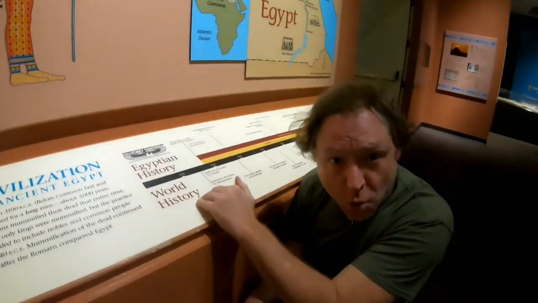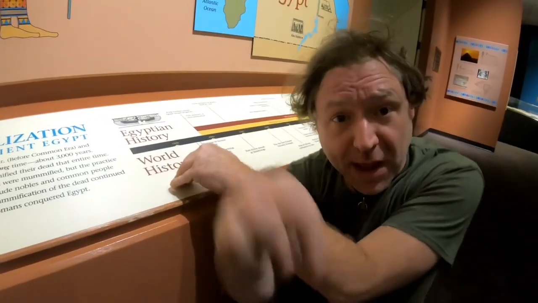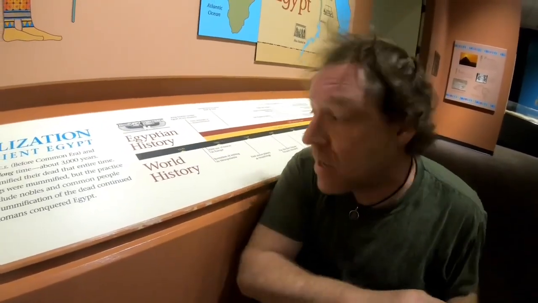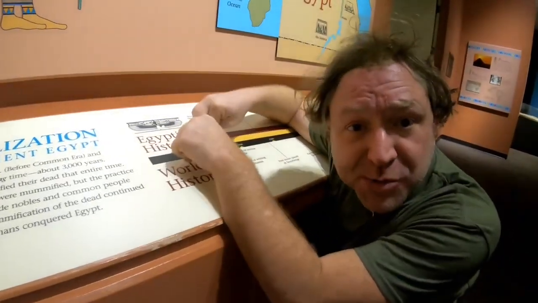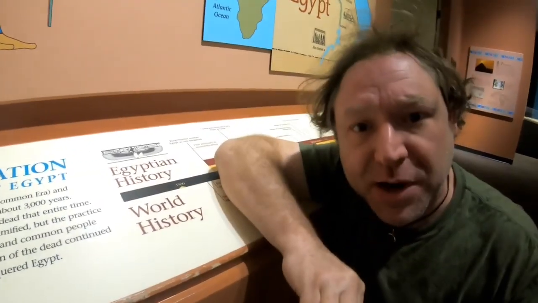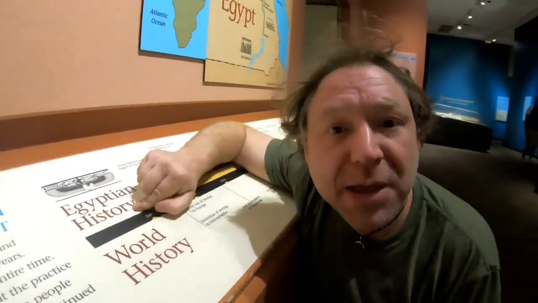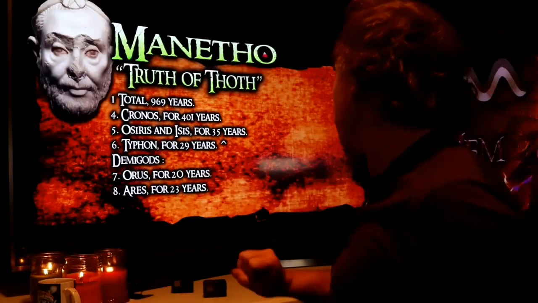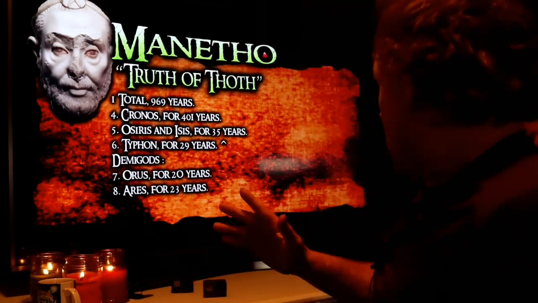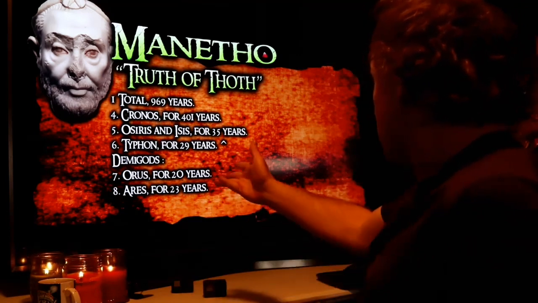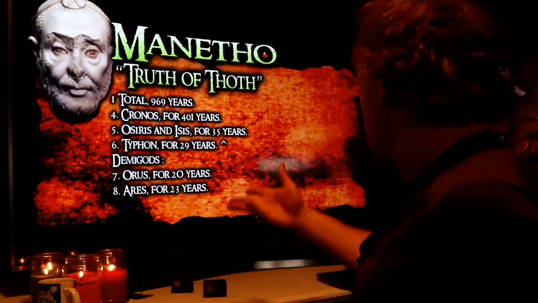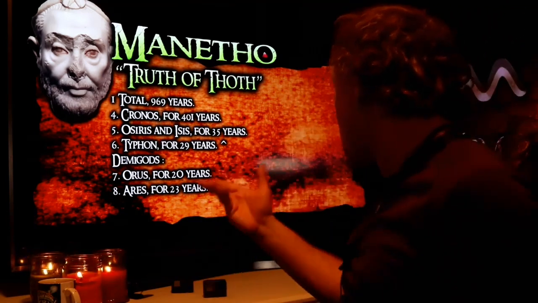So your world history right now, today, that you're going to learn in any university is based on Egyptian history, or what they claim is Egyptian history, based on the writings of the pagan priest, Manetho, priest of Thoth. Horus, of course, ruled for 20 years, according to his document. And Ares ruled for, of course, 23 years. This has sounded rock solid to me.